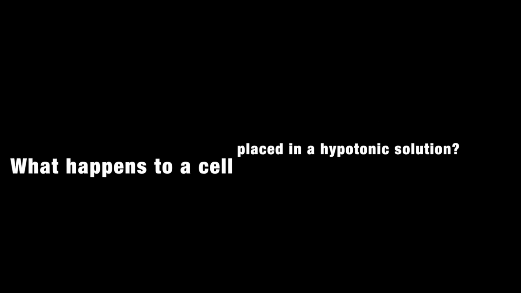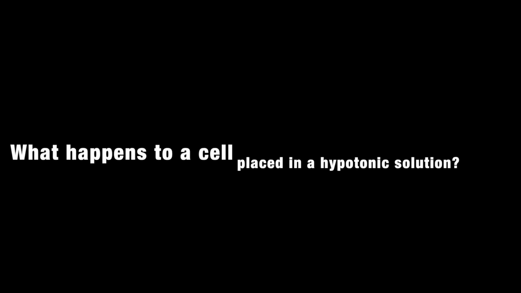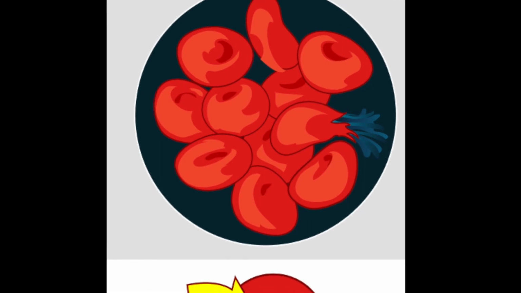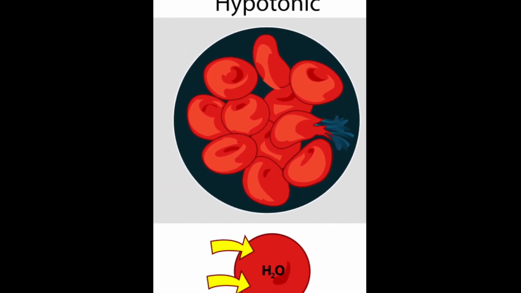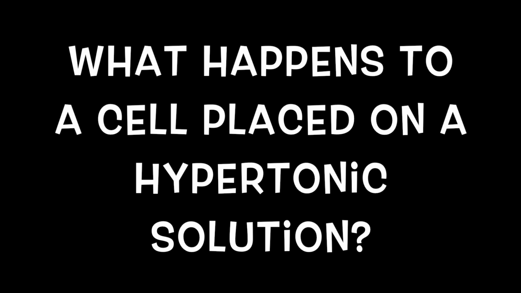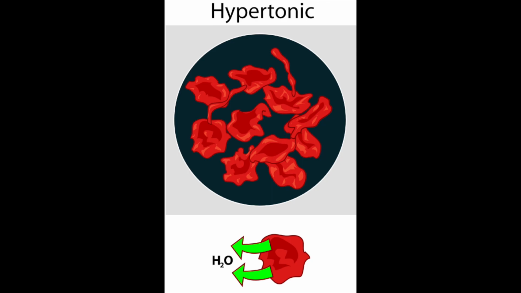What happens to a cell when placed in a hypotonic solution? It becomes larger by the conservation of water inside the cell. What happens to a cell when placed in a hypertonic solution? It becomes smaller for the same reason. The difference here is the concentration of the solute.